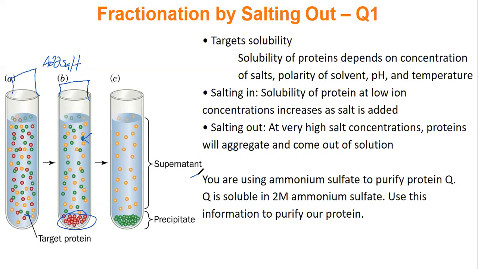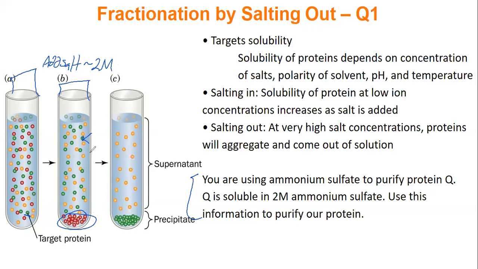So here we have a question. I'll just answer this, right? I'm using ammonia sulfate to purify a protein Q. Q is soluble in 2 molar ammonia sulfate. How would I use this information to purify our protein? So you add salt until 2 molar. You want to go right below 2 molar, because under 2 molar ammonia sulfate, your green protein is still soluble, but the red one wasn't. So the red one crashes out of solution.